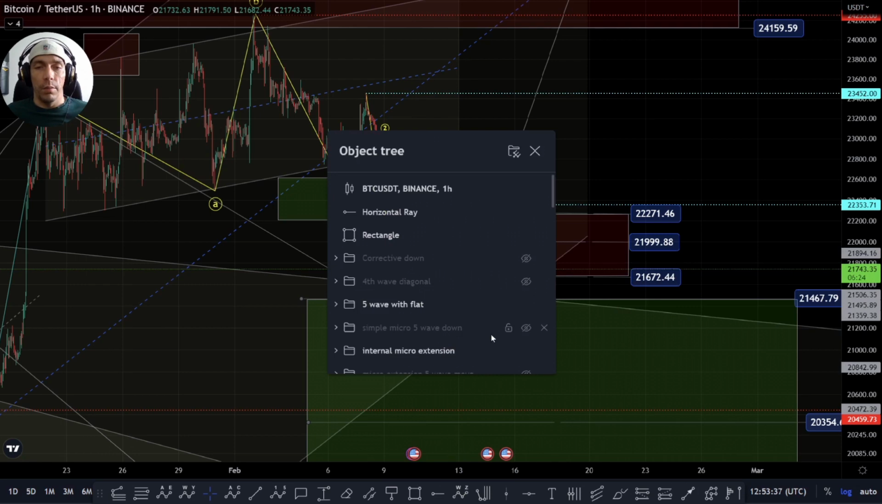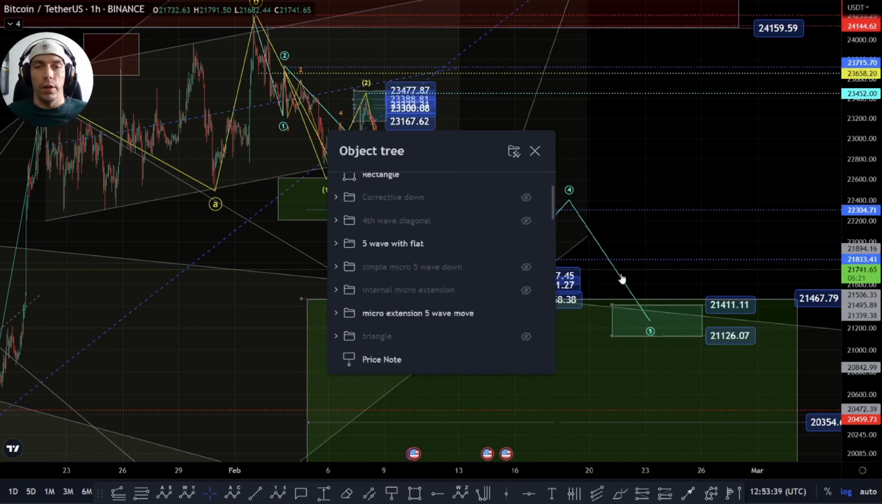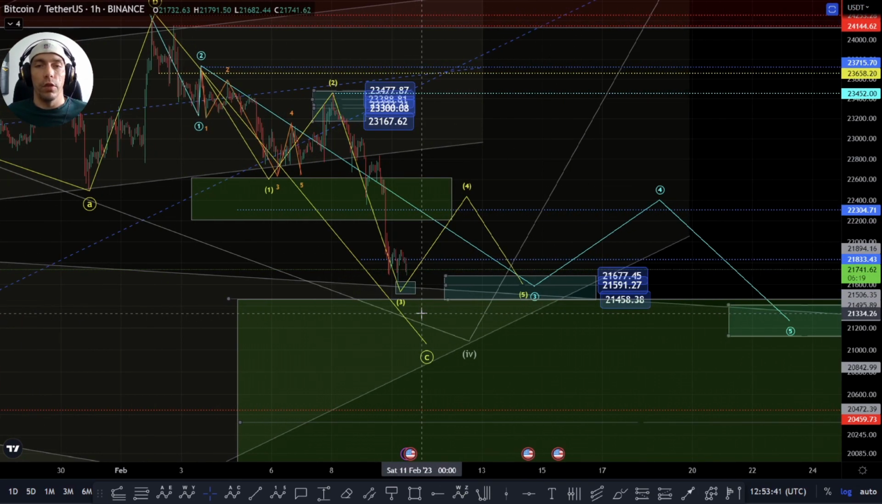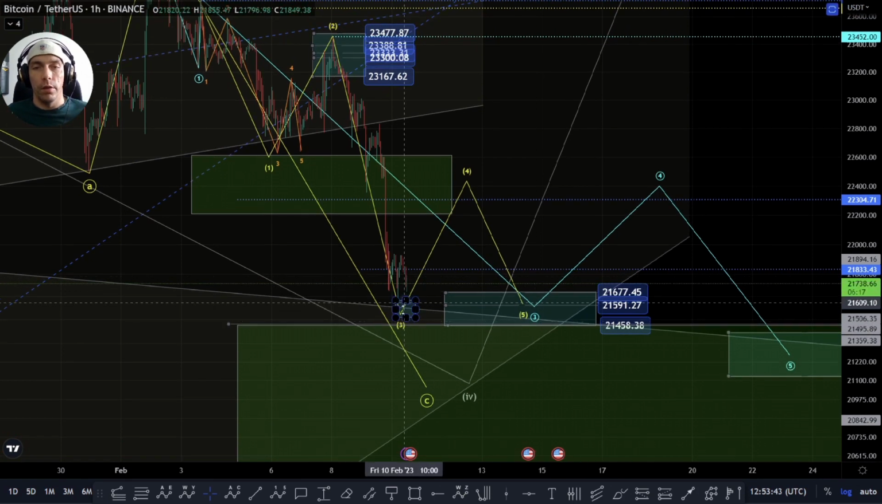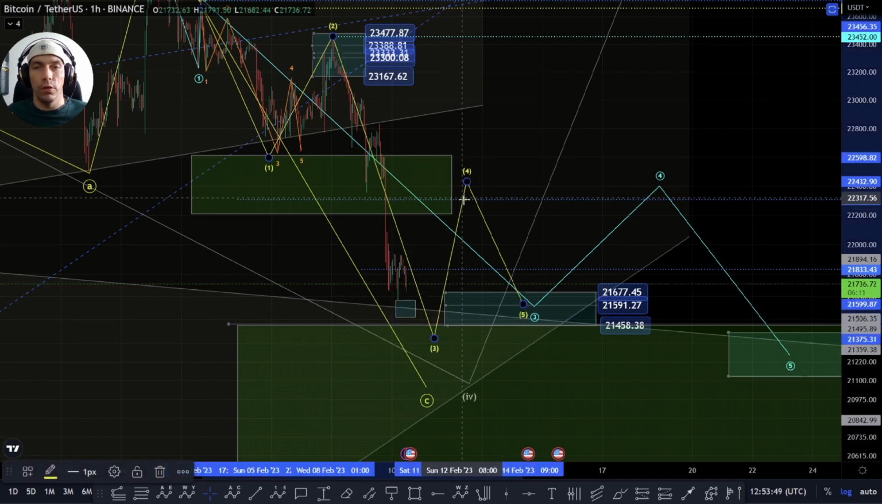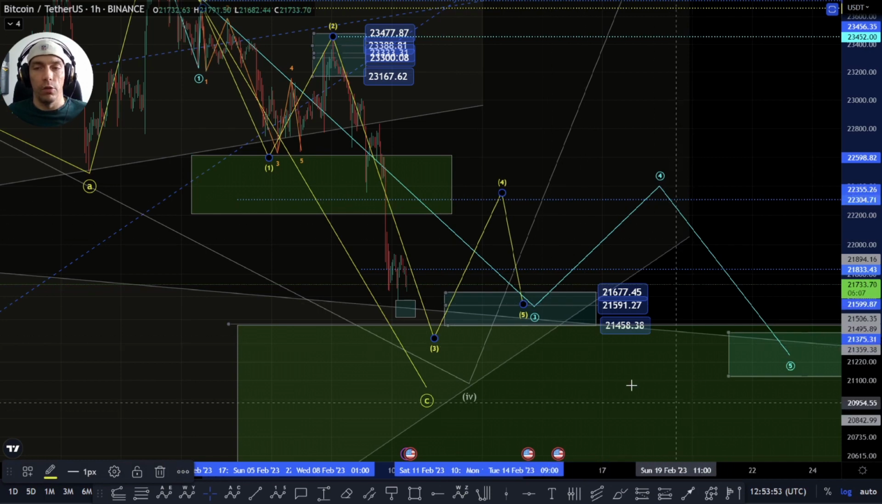But primarily, I am anticipating that we're going to be potentially getting this little bit more of an extension here. If we do break down deeper here within this count and we do look to complete lower, then we'd still be looking for the potential of this fourth wave to the upside and an additional fourth and fifth.